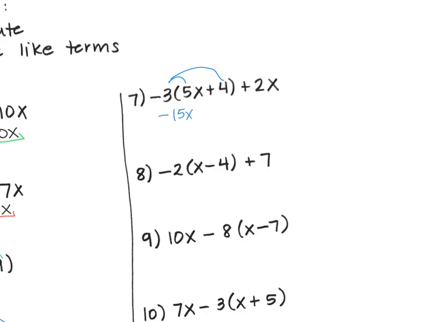Negative 3 times 4 is negative 12. Okay, that's going to be one of the hard steps. Then I'm going to bring down the positive and the 2x. Okay, now I'm going to look for like terms.